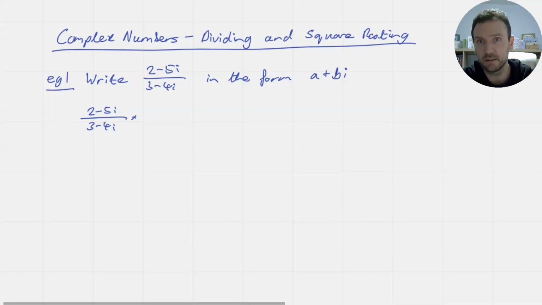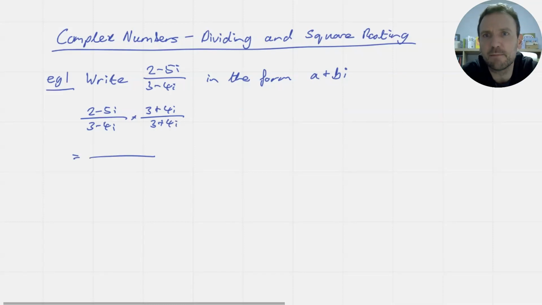Now, in this case, the imaginary part of our denominator is negative 4. So by negating that, we're going to make the complex number on the denominator 3 plus 4i. So here, if we multiply top and bottom by 3 plus 4i, let's think about what we're going to get. And let's consider the denominator first, because that actually shows us why it's such a good choice here. We'll get 3 times 3, which is 9.